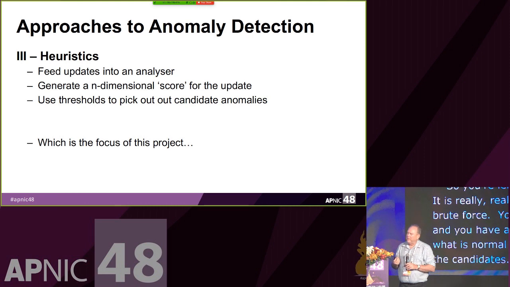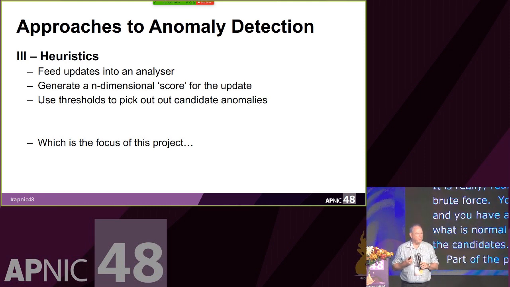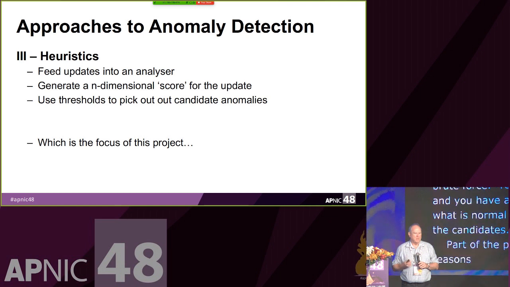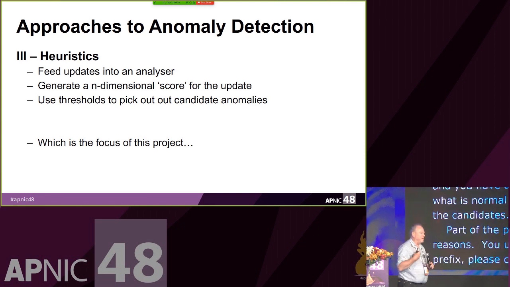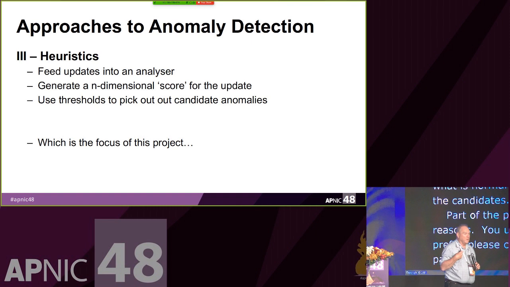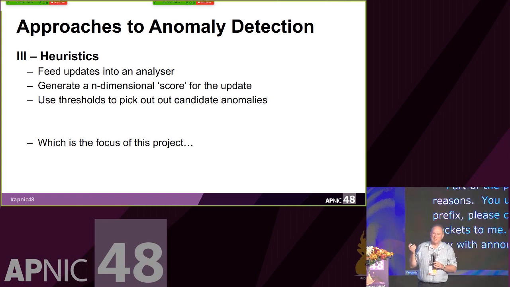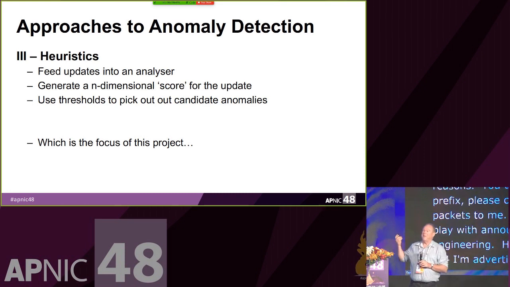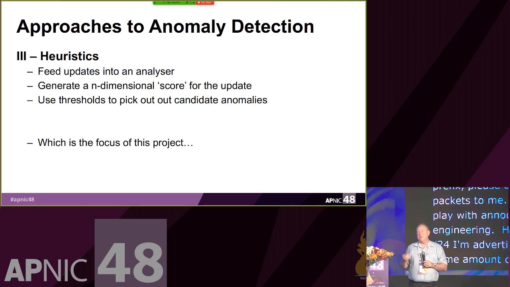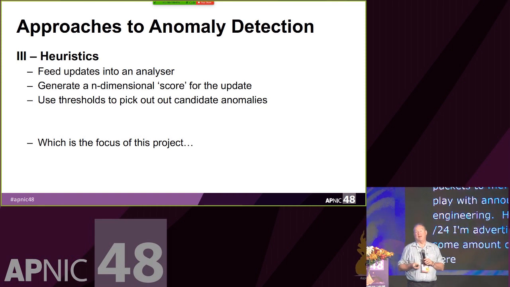And part of the problem is you use BGP for two reasons. You use it for reachability. Here's my prefix. Please come down whatever path to send packets to me. Great. But what you also do is you play with announcements in order to do traffic engineering. Here is my /16. Oh, and by the way, here's a /24. I'm advertising it out the left because I want some amount of traffic to come in through circuit A. Oh, and here's a few /20s, and I'm going to advertise it for 2 hours on a Tuesday because I want that traffic to come in through circuit B.